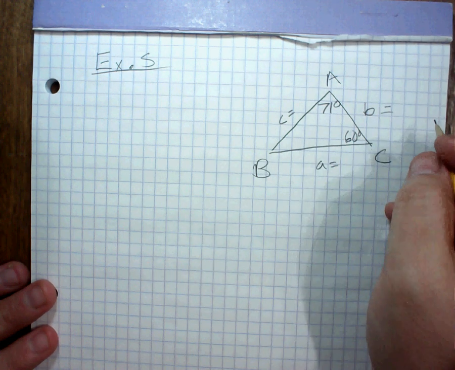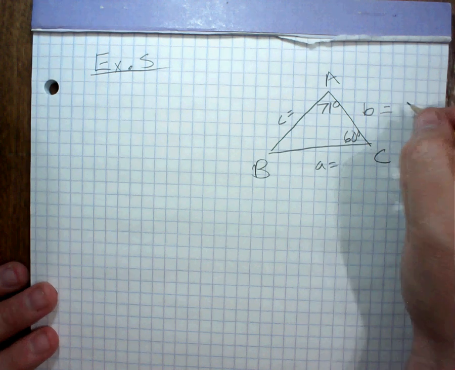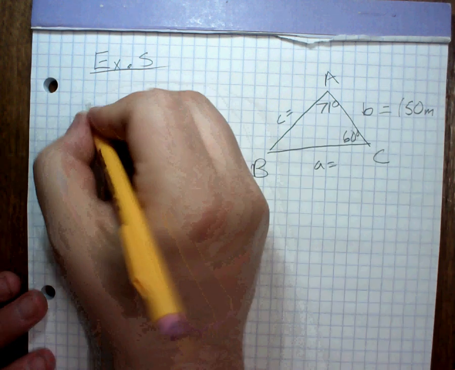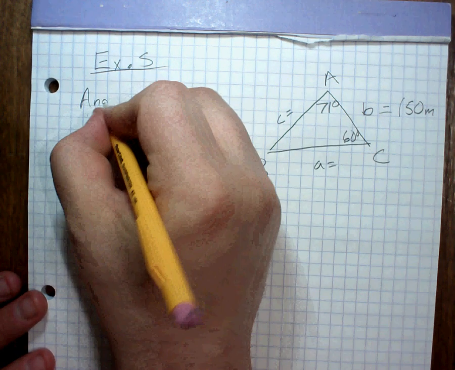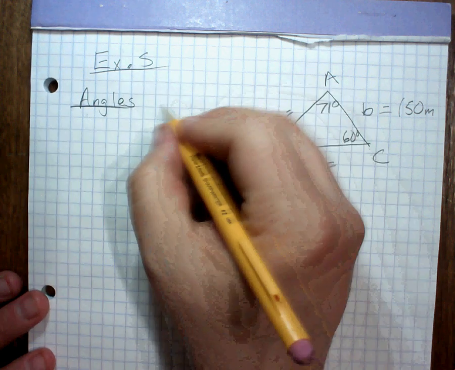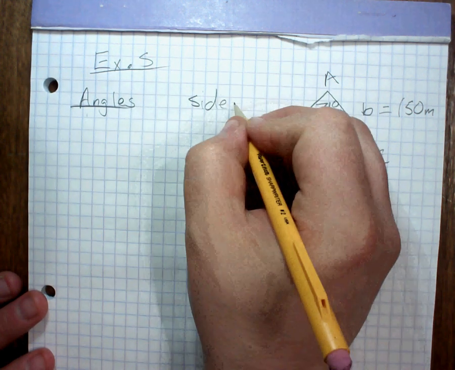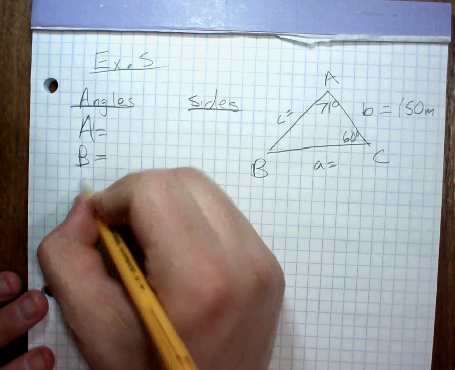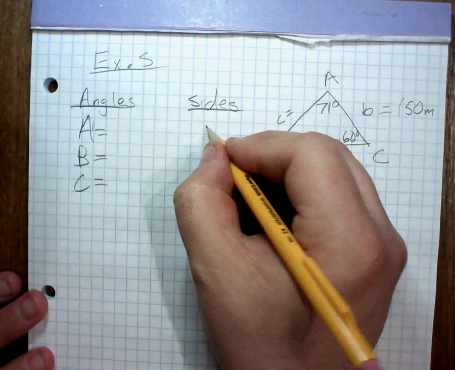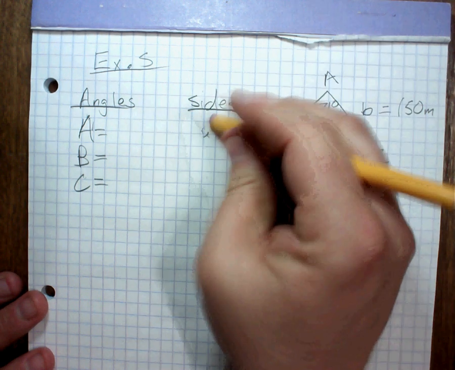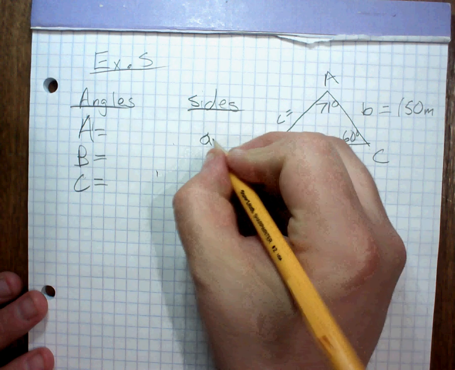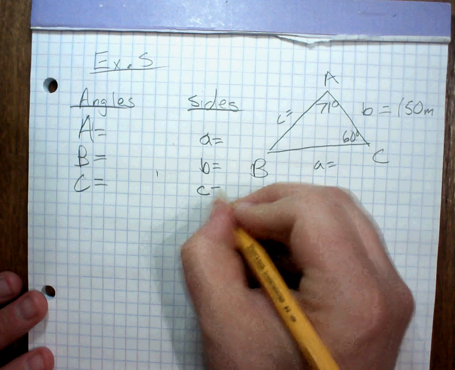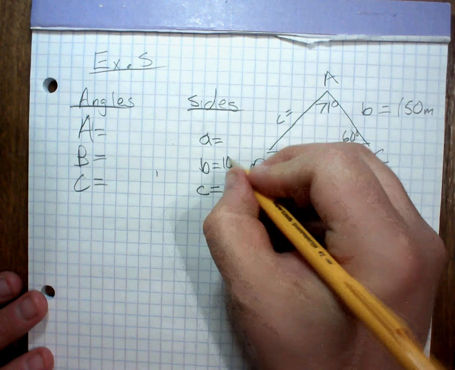And then line segment C is 150 meters. So again, we're going to solve for all the angles, and then we're going to try to find all the sides. So we've got capital A, capital B, capital C, and then we have lowercase a, lowercase b, and then lowercase c.